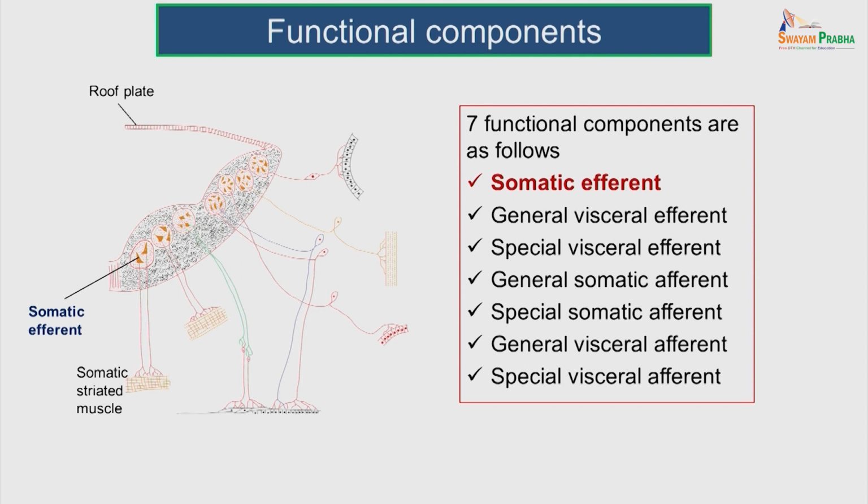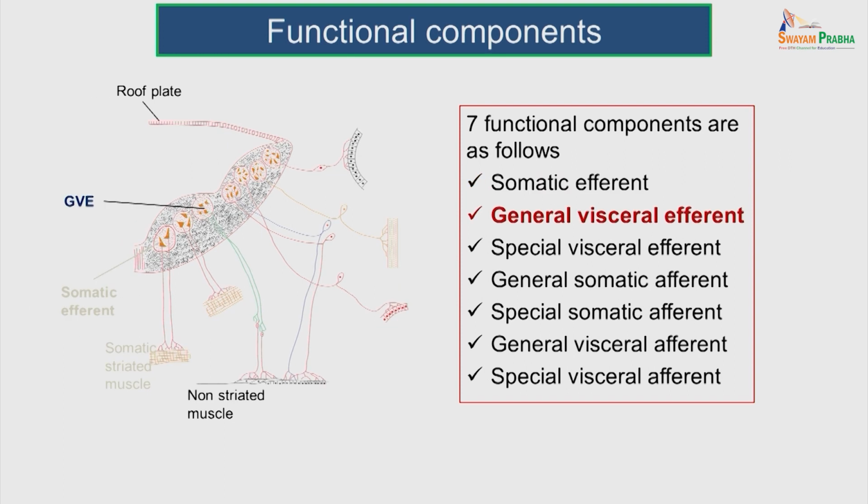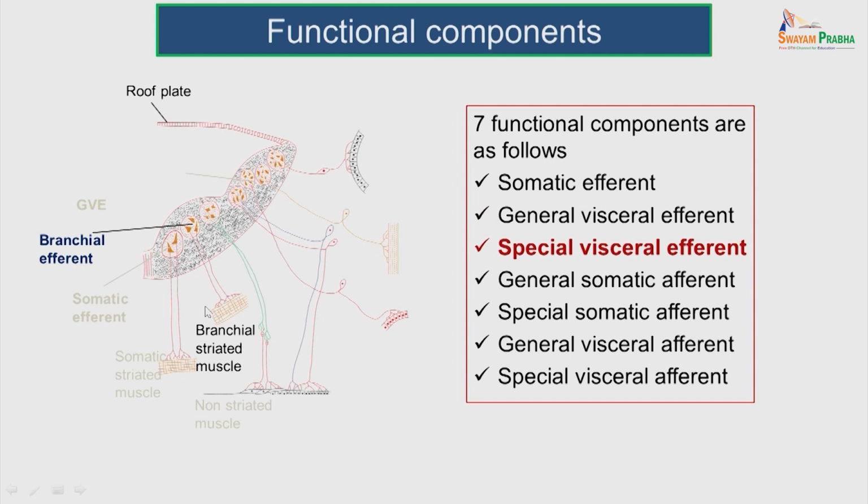So, one is the somatic efferent. This somatic efferent is the one which supplies the striated muscles of the body. All the striated muscles of the body are supplied by the somatic efferent column. Then the next is the general visceral efferent. The name itself says viscera, and it is efferent. So, it supplies the smooth muscles and the glands, that is the general visceral efferent column. And the third component is the special visceral efferent. Special means the muscles derived from the branchial apparatus, that is the branchial or pharyngeal arches. So, the muscles which are supplied by this, we call the special visceral efferent column.